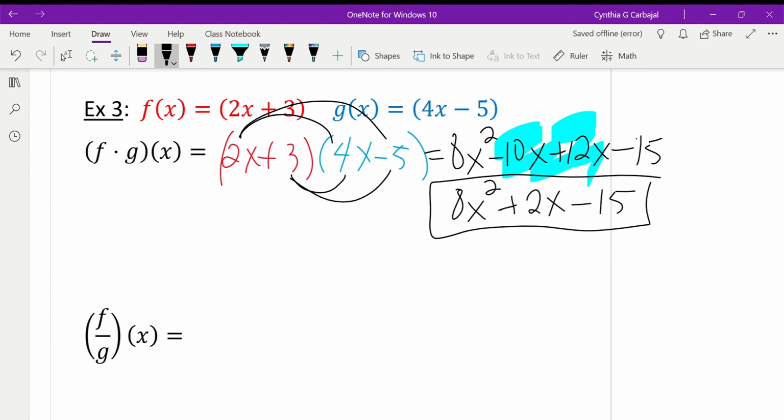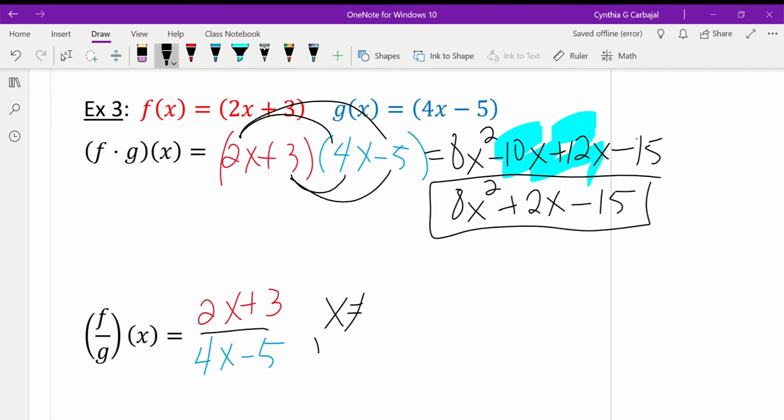Let's do the division. We have f of x, so that's 2x plus 3, and then g of x, so that's 4x minus 5. I cannot simplify anything from there, so we leave it. But there is a restriction. I cannot have the denominator set equal to 0. So I actually have to figure out what x will not be equal to.